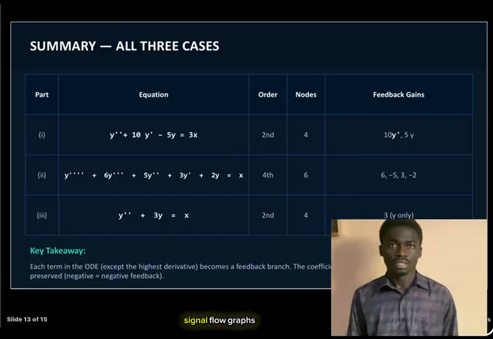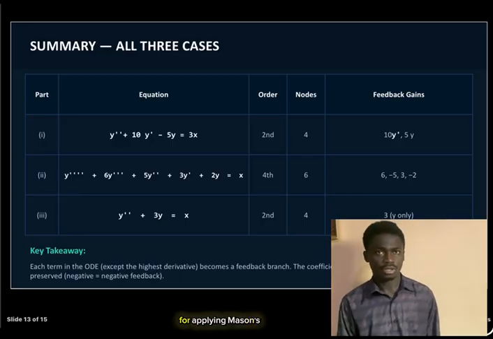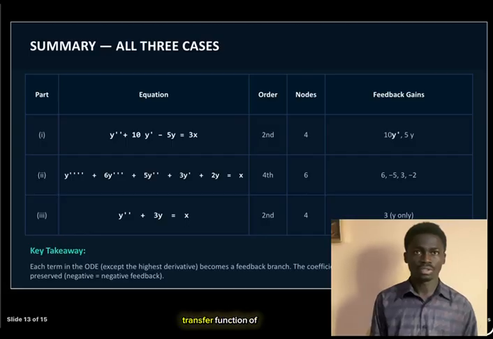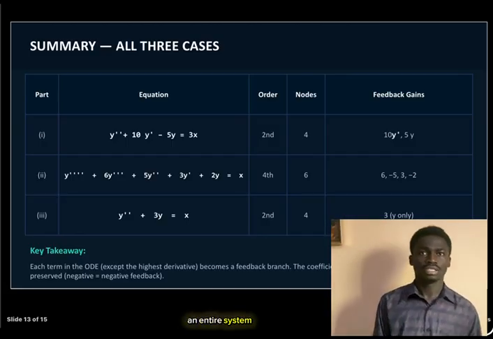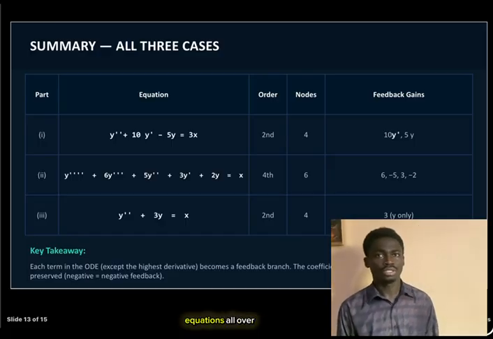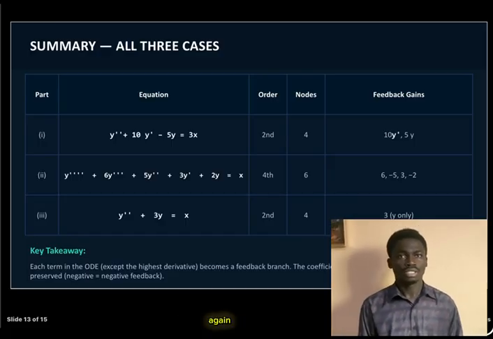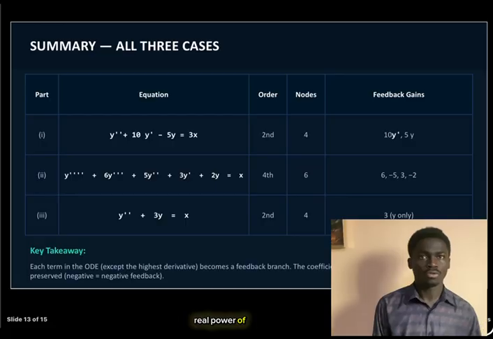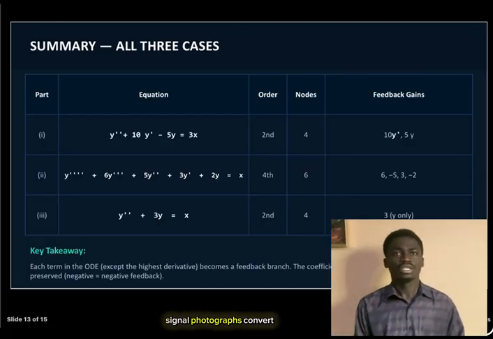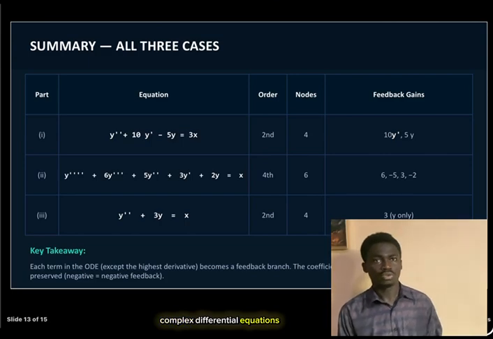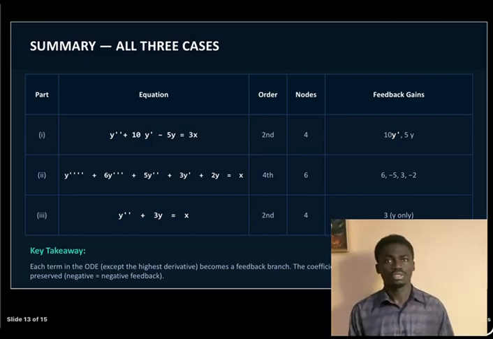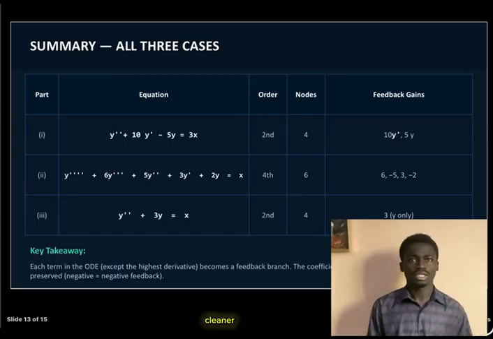Looking ahead, signal flow graphs are the foundation for applying Mason's gain formula, which allows us to calculate the transfer function of an entire system directly from the graph, without having to solve the differential equations all over again. That is the real power of what we learned today. Note this, signal flow graphs convert complex differential equations into simple, readable visual systems, making analysis faster, cleaner, and much more powerful.